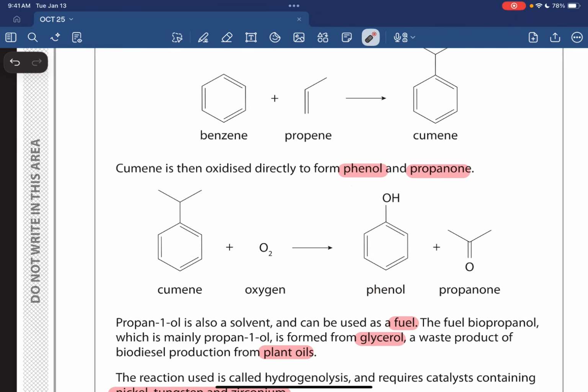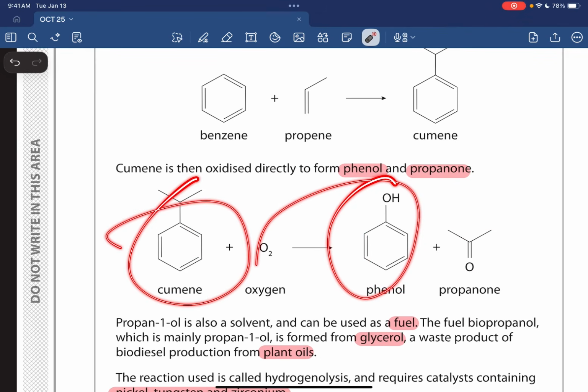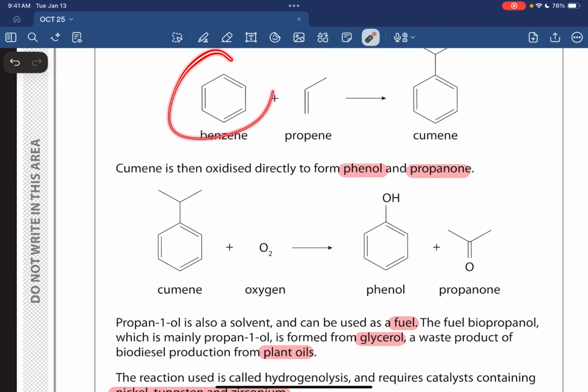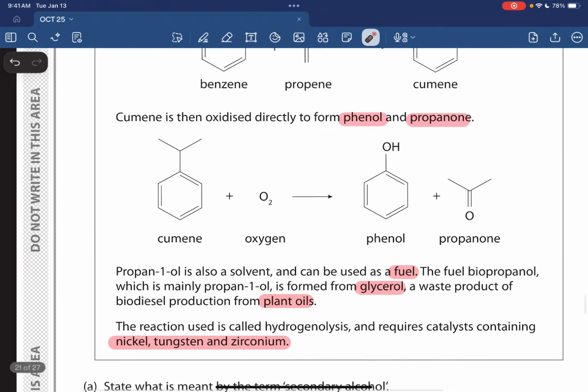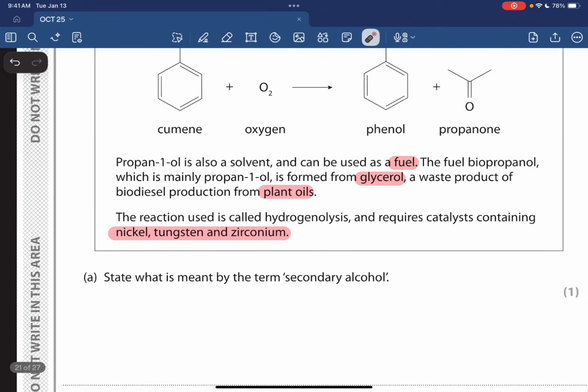Now, do not confuse yourself with all of this because you do not have it in your syllabus. Benzene and phenol is for the A2 spec. Okay, but yeah, just take a look at it. Okay, do not confuse anything up. Just that propanone and phenol is formed. They don't even look at the structure. They're basically trying to trick your brain. They're trying to intimidate you with these skeletal structures that you have never seen in your life.